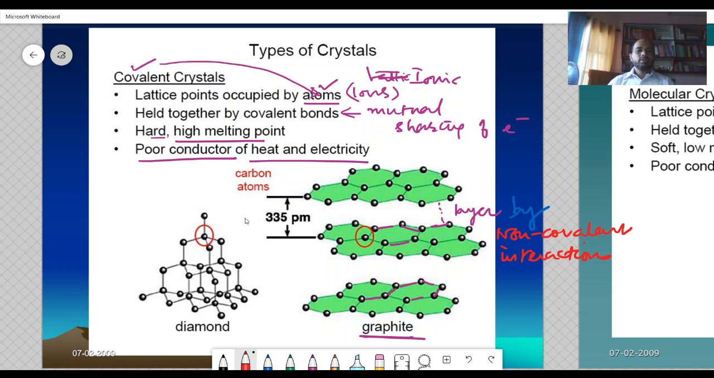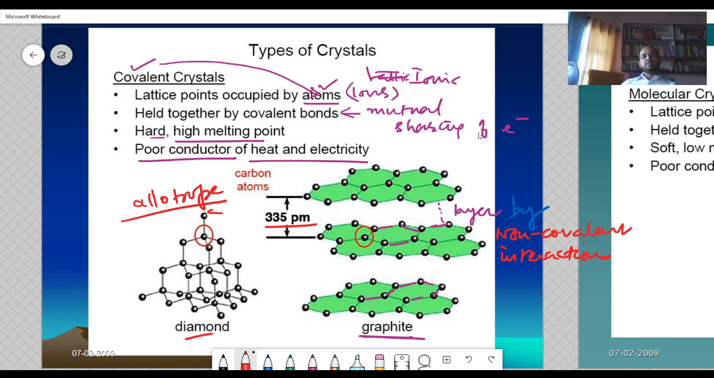Interactions. So layer is also given there. Okay. Diamond is also a type of carbon atom based. This we call the allotropic forms of carbon that exist in nature. And this is one of the most basic examples. You may even have sulfur like that.